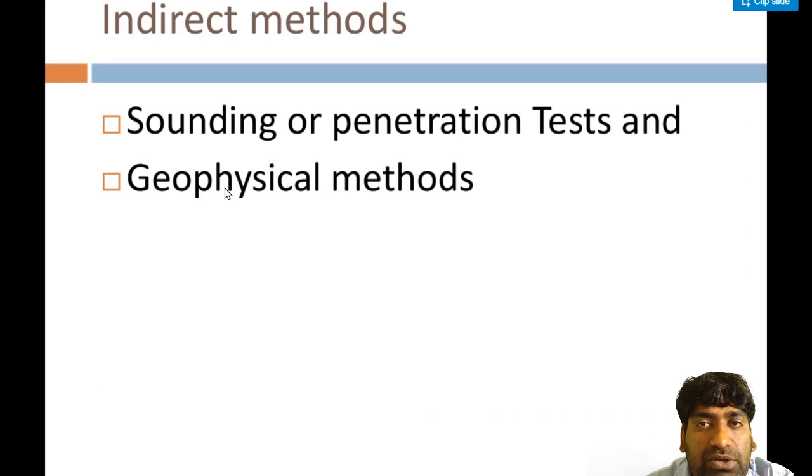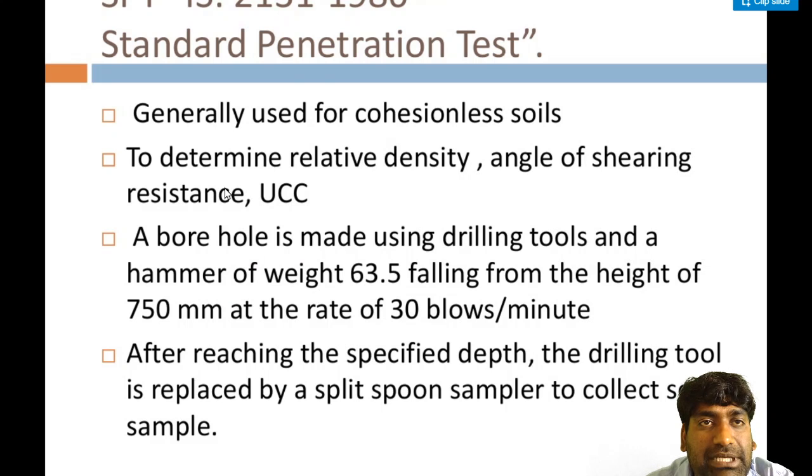Indirect methods are sounding, penetration tests and geophysical methods. The SPT is given in IS 2131:1986. This is the standard penetration test. Once again, I am discussing it; in Unit 2 also I have discussed this. It is generally used for cohesionless soil to determine the relative density, angle of shearing resistance and unconfined compressive strength.